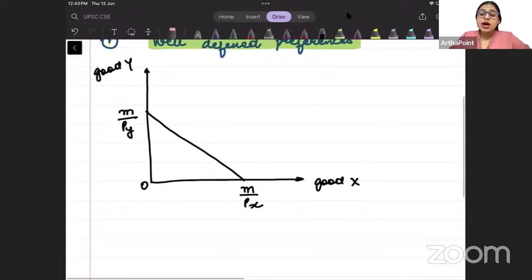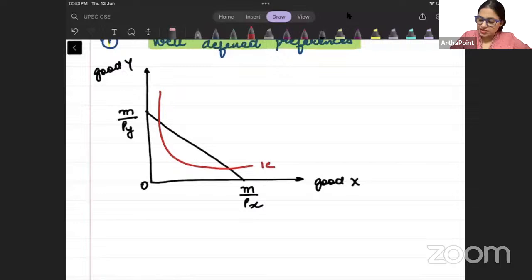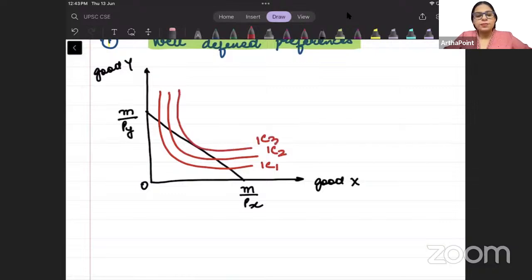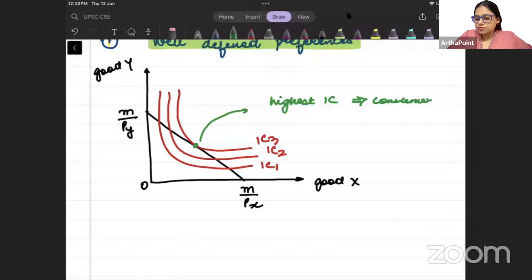And I ask you, which is the highest indifference curve that you can achieve? What will you do, beta? You will start with this indifference curve, IC1. Then you will tell me I can go to a higher indifference curve, and a higher one, and so on. We are looking to reach the highest indifference curve possible. हमें वो indifference curve को reach करना है, which is the highest IC. So this would be the highest indifference curve that the consumer can reach.